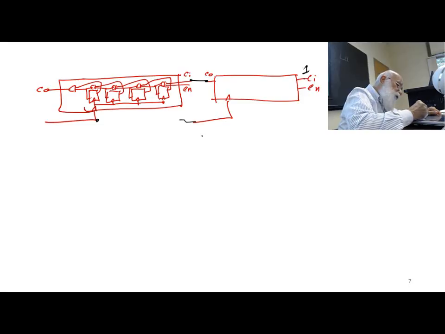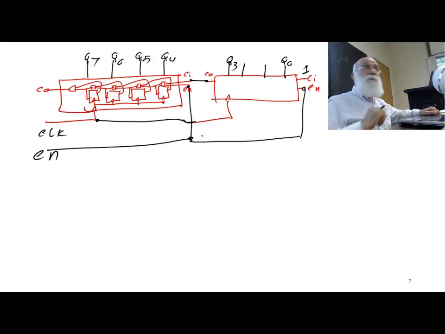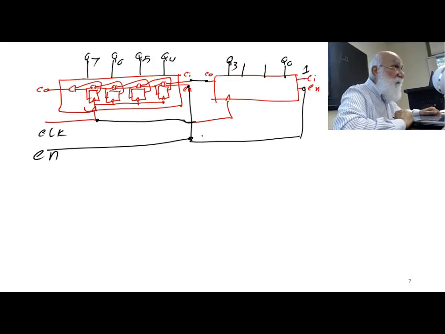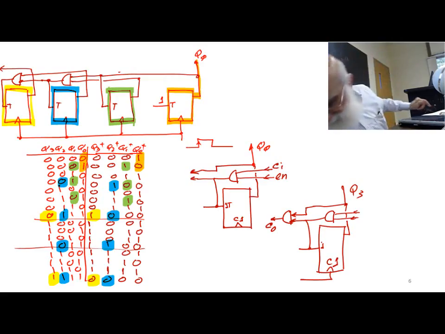connect the 2 clocks, and then connect the 2 enables. And then this is your Q0, Q1, Q2, Q3, Q4, Q5, Q6, and Q7. Okay? That's an 8-bit counter made with cascadable little counter elements.